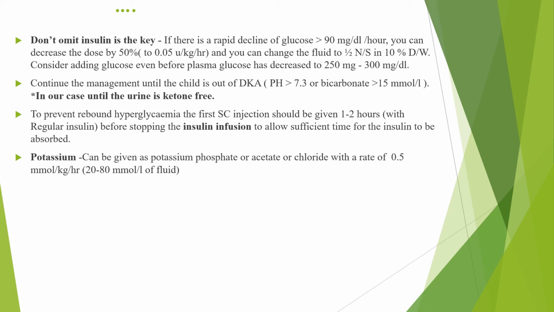Potassium can be given as potassium phosphate, potassium acetate, or potassium chloride at a rate of 0.5 millimole per kg per hour. Most of the time it is 40 millimole per liter of fluid.